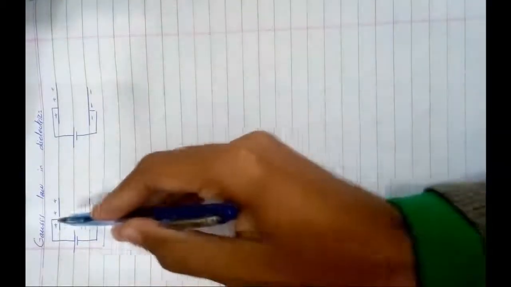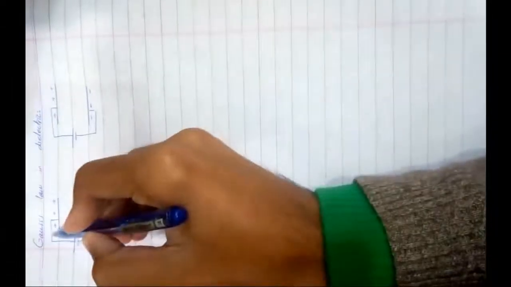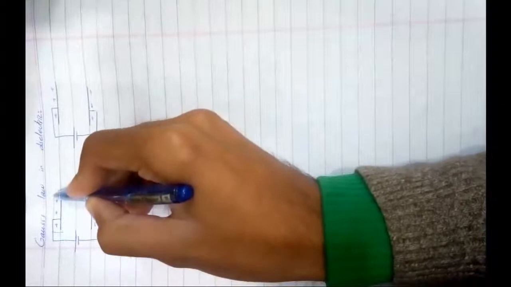Our next topic is Gauss's law in dielectric, which means: what will be the equation of Gauss's law when we use a dielectric material between two charged plates or spheres or surfaces? Here, as we have a parallel plate capacitor, meaning two charged surfaces, first we introduce a Gaussian surface.